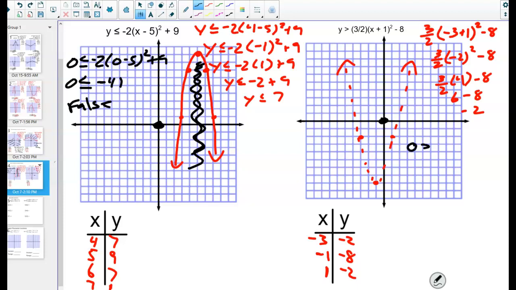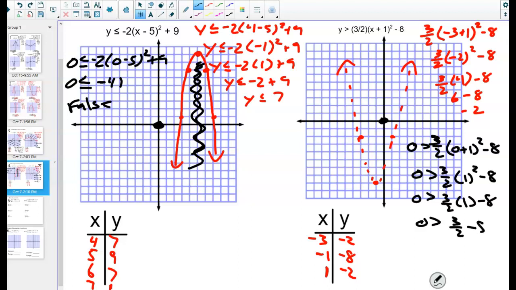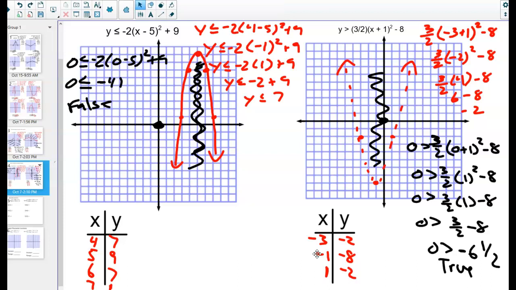0 is greater than 3 halves times 0 plus 1 squared minus 8. 3 halves times 1 squared minus 8. 3 halves times 1, 3 halves minus 8, and we get negative 6.5. That's a true statement. 0 is greater than negative 6.5. So we shade where the 0, 0 is, which is inside.